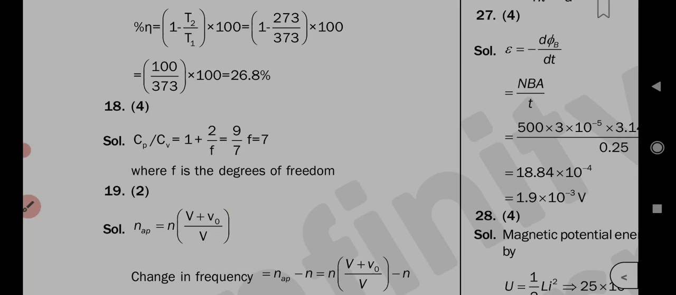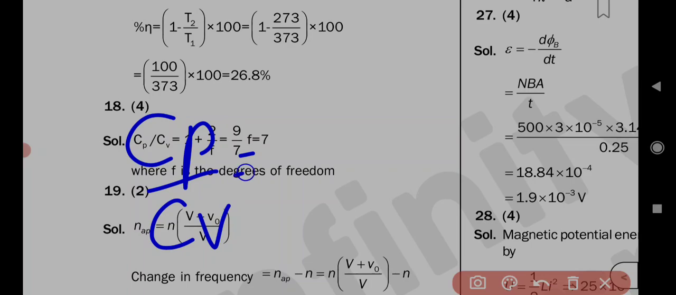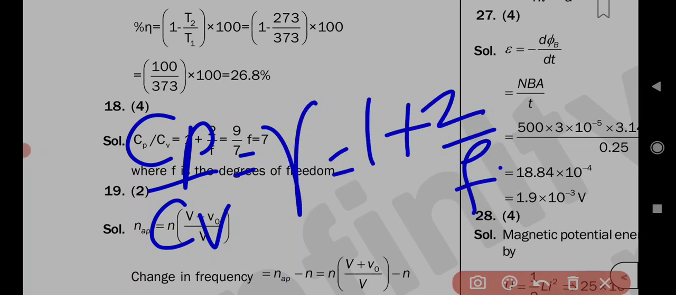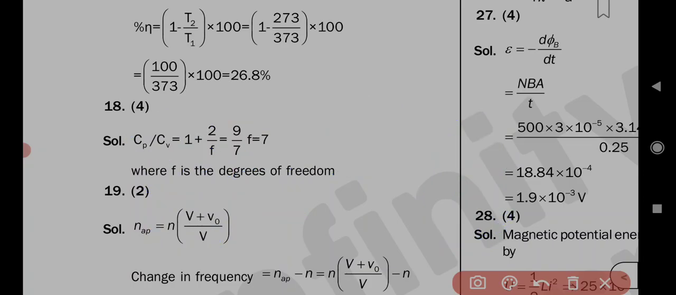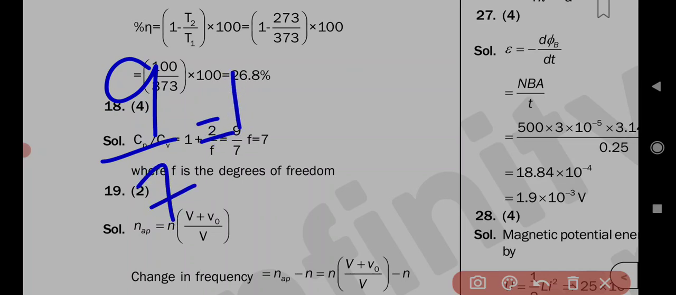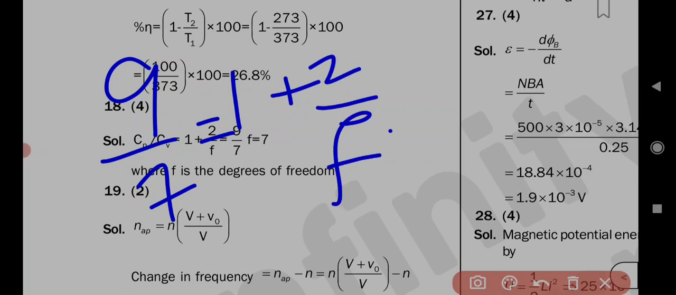Okay, don't forget about it, do not forget. Cp by Cv is nothing but gamma, which is 1 plus 2 by F. You need to find out F. Cp by Cv, gamma is already given, that is 9 by 7, which equals 1 plus 2 by F. So gamma is 1 plus 2 by F.